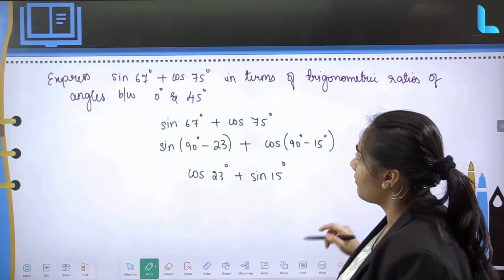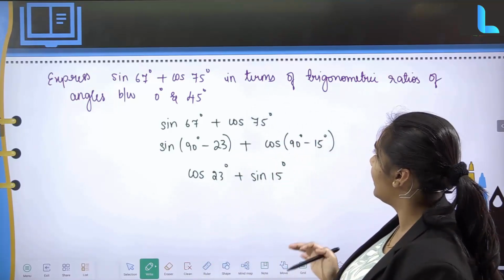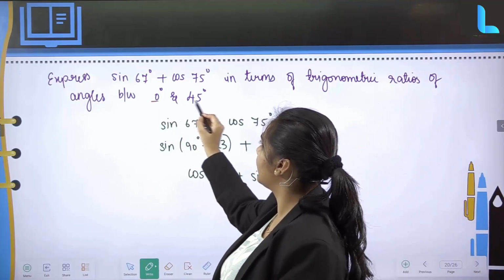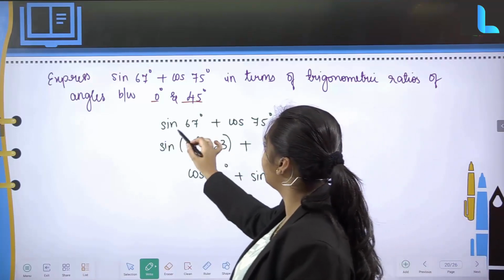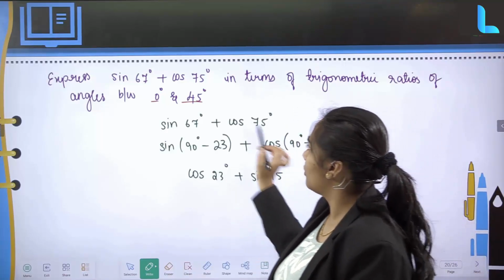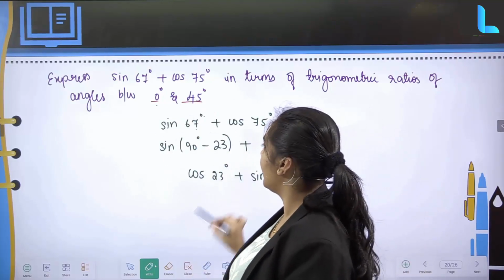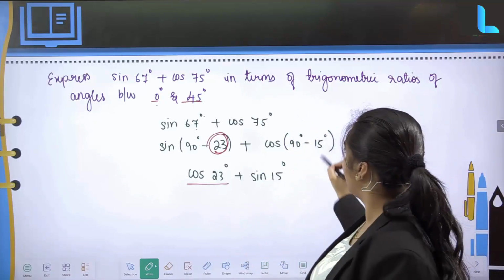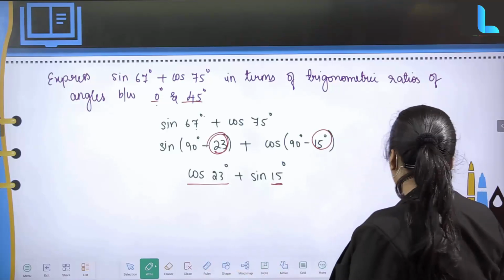Next question. Express sine 67 degree plus cos 75 degree in terms of trigonometric ratios of angles between 0 degree and 45 degree. See, in this particular question, sine 67 and cos 75 is what is being given. So they have just said within 0 degree and 45 degree. So if I just deduct this, this is going to be cos 23 degree. And over here it is going to be sine 15 degree. And this is your answer.